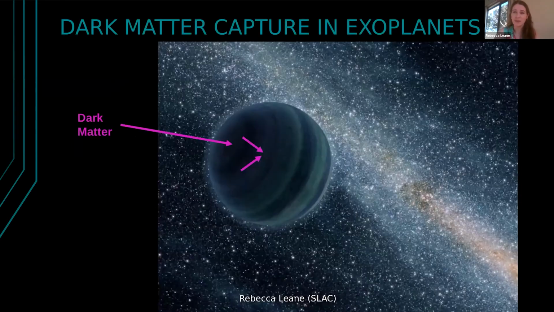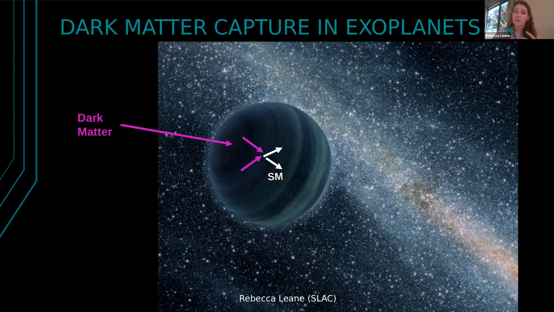So how do we get dark matter in exoplanets? We have dark matter already in our galactic halo whizzing around, and we have these exoplanets just peppered throughout the galaxy. So dark matter can come into contact with the surface of some exoplanet. It can then scatter and lose energy and become gravitationally captured. Over time, this process keeps happening, and the amount of dark matter in the exoplanets keeps increasing. So it's just accumulating over time.